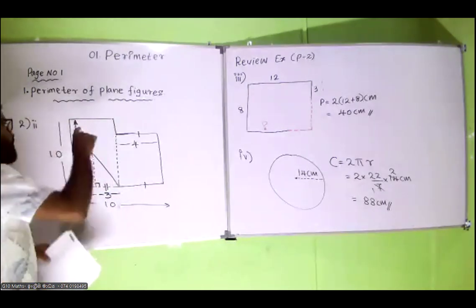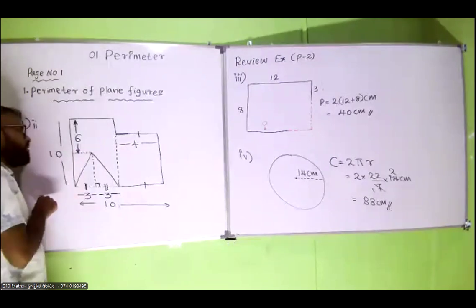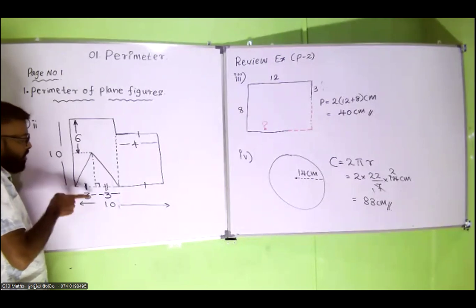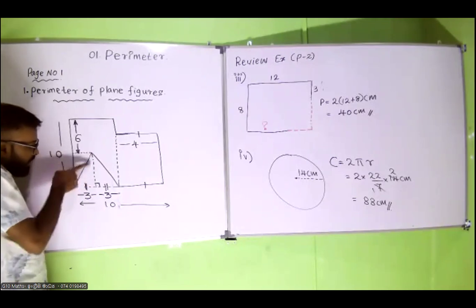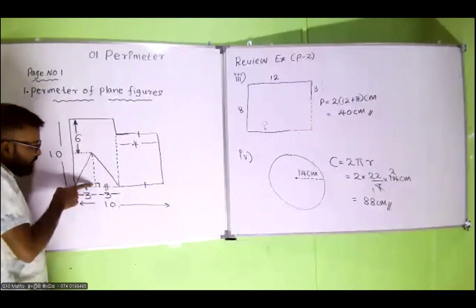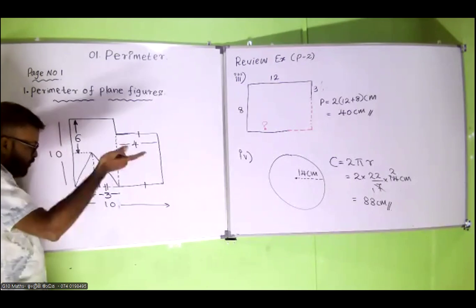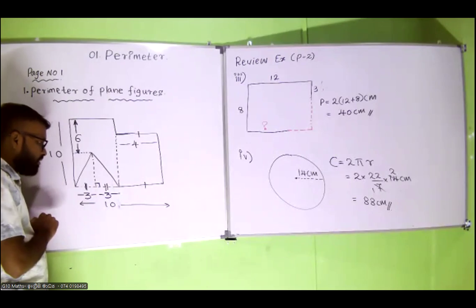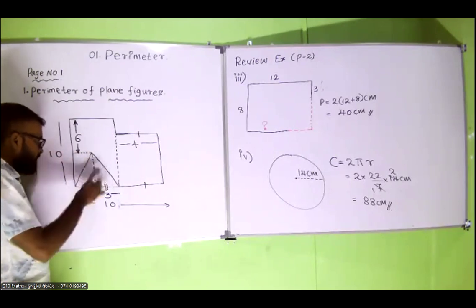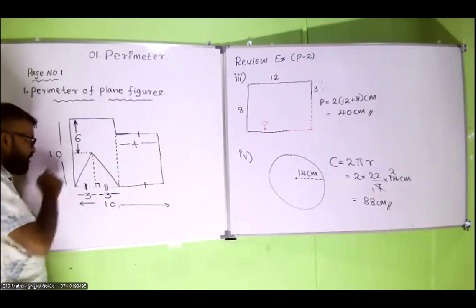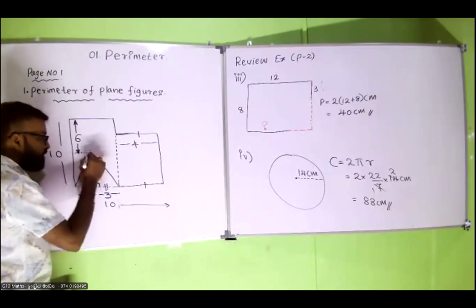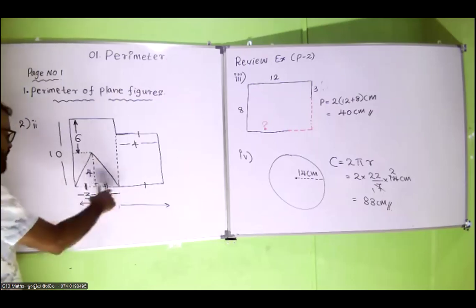Now why do we have this one? This is 8, this is 10, this is 6, because we need to find this altitude, the height from the vertex to the bottom base. We can find the height of the triangle by subtracting this 6 from this 10. 10 minus 6 is 4. This length is 4. Height is 4.